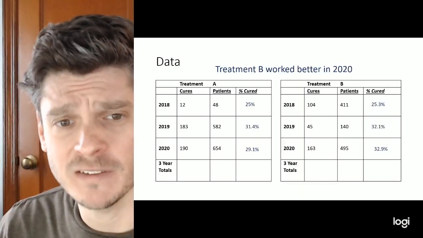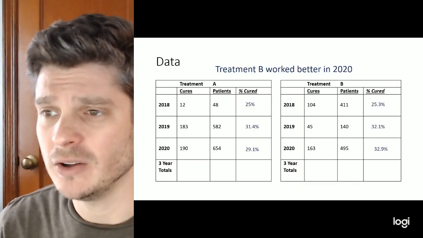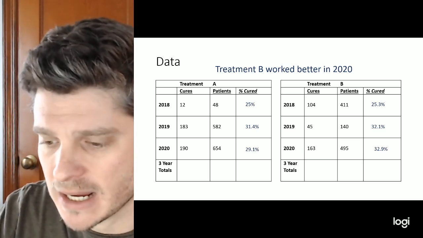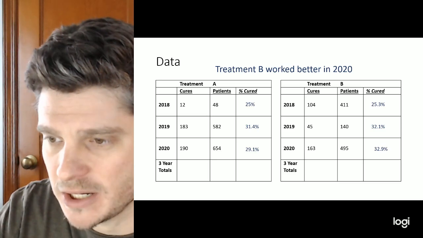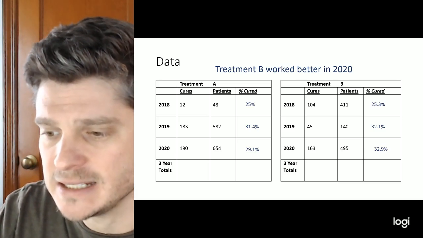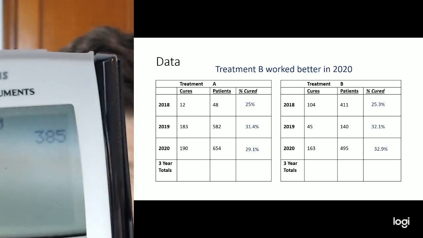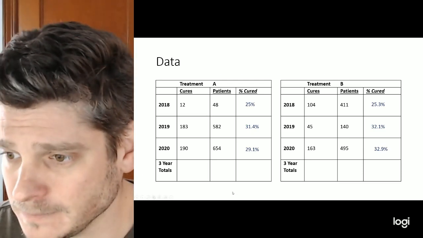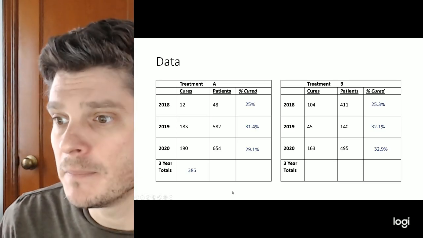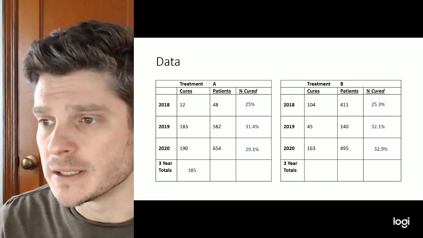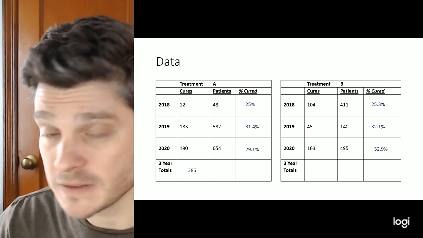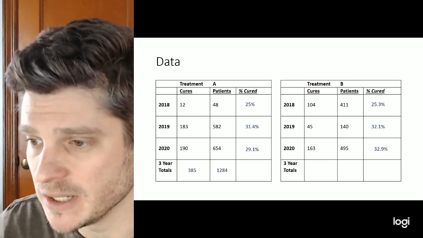because we should actually look at the 3-year totals here. And so I'm taking a look at these 3-year totals. Well, I got to add up each column. So if I add up the number of people cured from treatment A, that's going to be 12 plus 183 plus 190. So again, that looks like I'm getting 385 for that particular one. And add up the other ones. And again, let's see, if I do 48 plus 582 plus 654, that's going to be 1284.